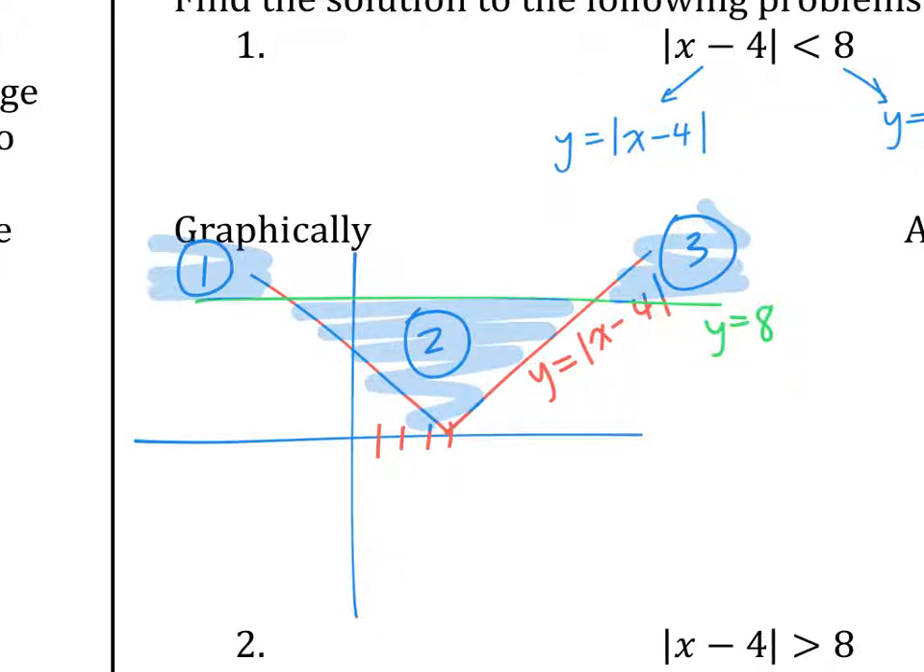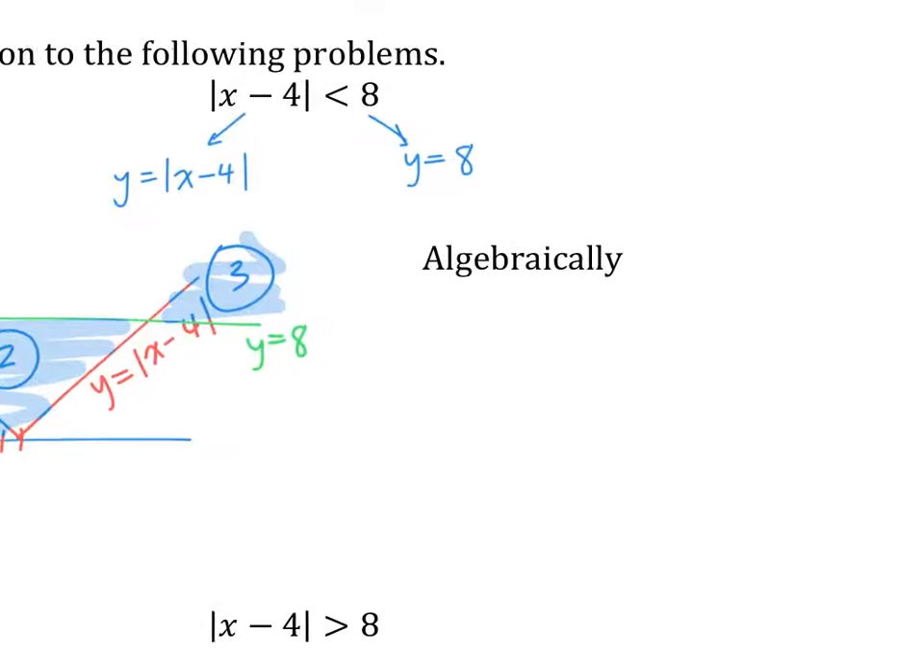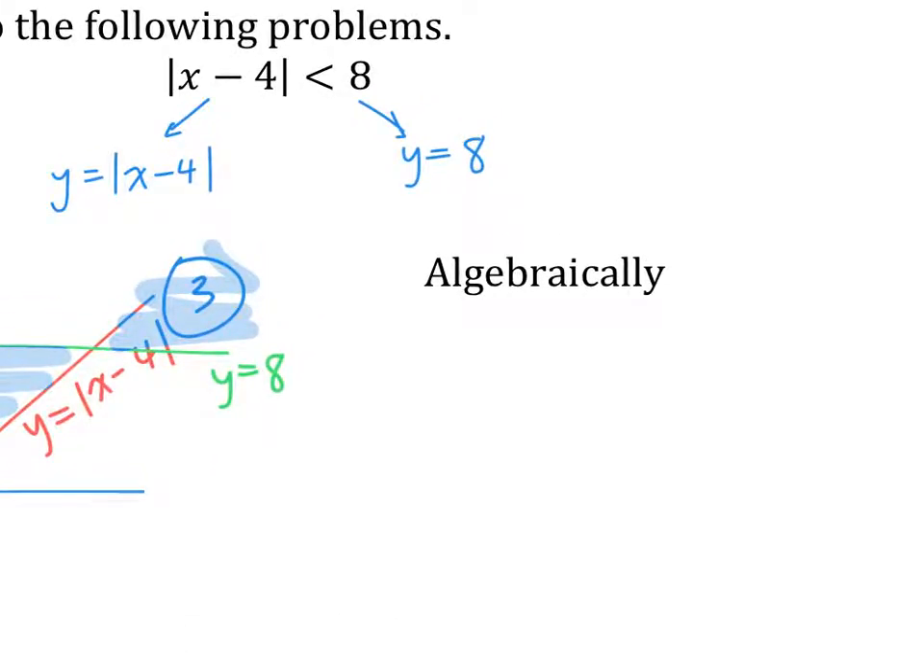What about 1 and 3? Is that when the graph is lower or higher than 8? Higher, right? So then that would be a different question. That would be an absolute value x minus 4 greater than 8 question. Okay? All right, so that's kind of graphically. Let's solve it algebraically, and then we're going to come back to the graph and see that they're actually talking about the same answer. So let's solve this algebraically.